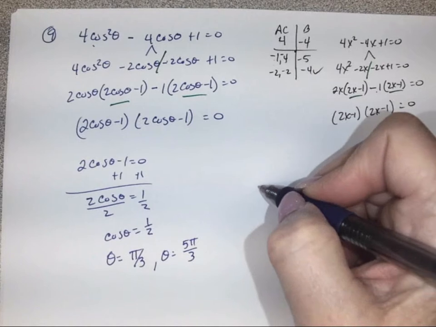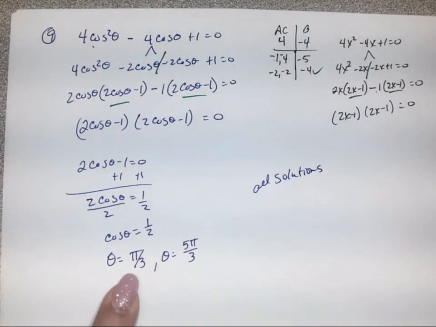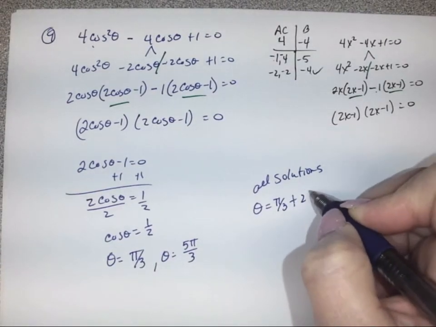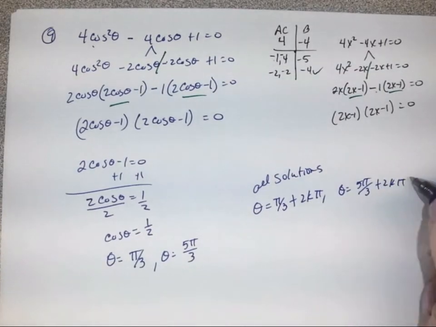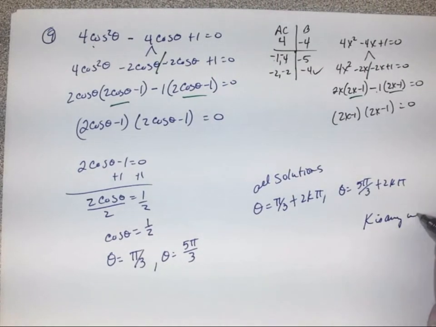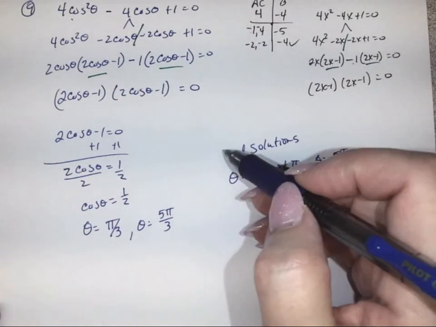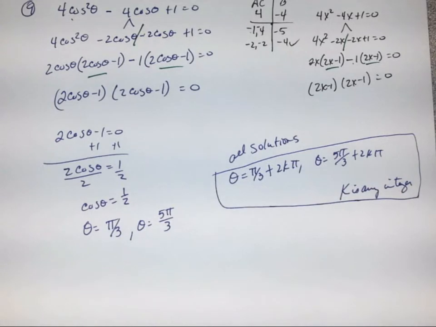So, all solutions. Remember that this is periodic. It has a period of 2 pi. So theta is equal to pi over 3 plus 2k pi, and theta is equal to 5 pi over 3 plus 2k pi, and k is any integer. So, all solutions is what you're looking for. This would be your final answer. And I will not take off if you don't put the k as any integer, just so you know. It's good if you write it. You get a little smiley face there, but it'll be all right.